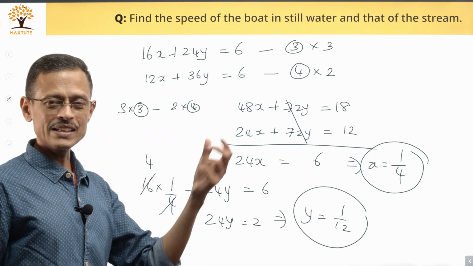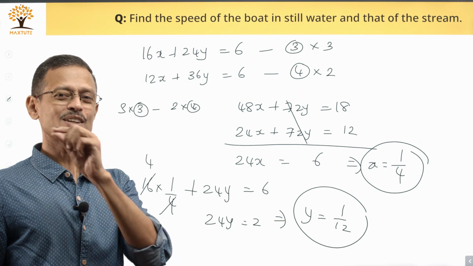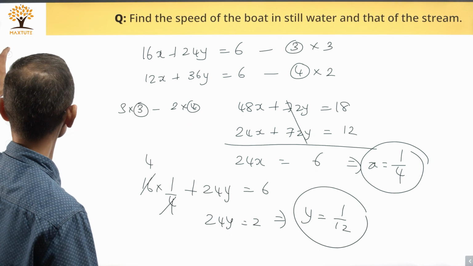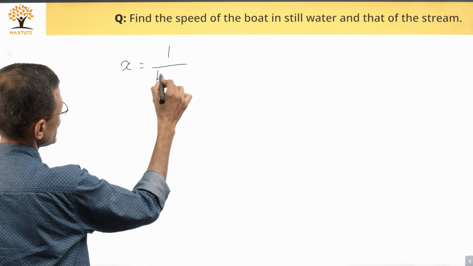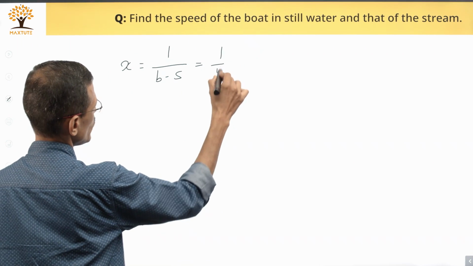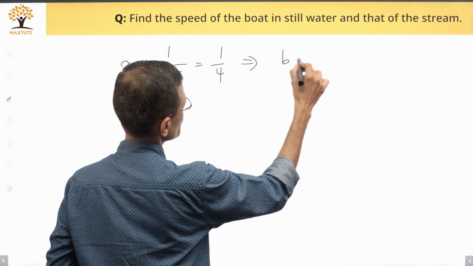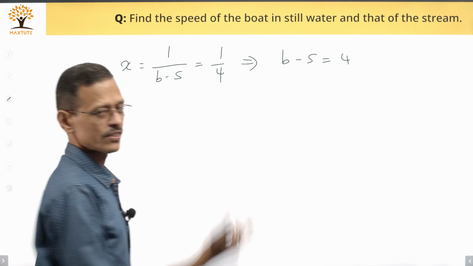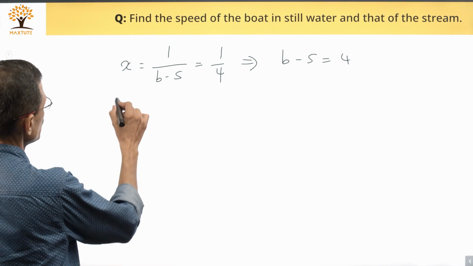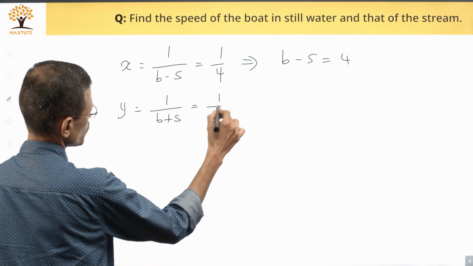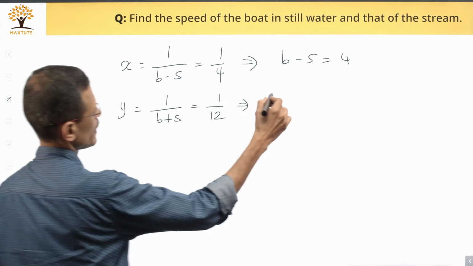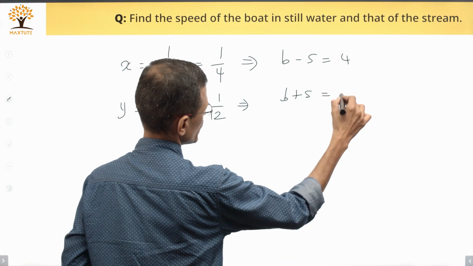Are we interested in x and y? Yes, to the extent that they are going to help us find out b and s. Let's find out what it is. So x is equal to 1 by b minus s, which is equal to 1 by 4. Which means that b minus s is equal to 4, an equation which is of relevance to us. y is equal to 1 by b plus s, which is equal to 1 by 12, translating to the fact that b plus s is equal to 12.